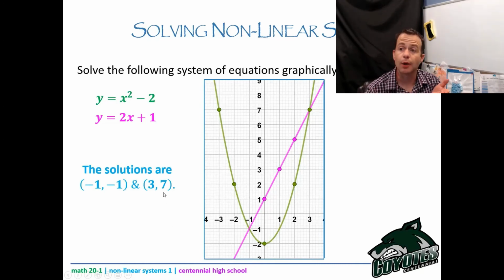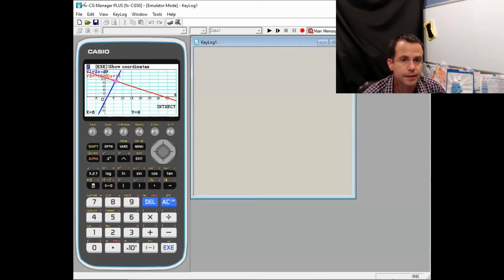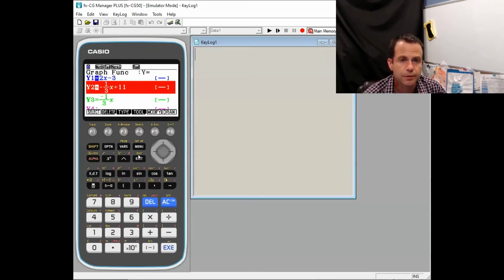Okay, now I want to walk you through doing this one on your graphing calculator as well. Same sort of thing. I just need to switch screens. So I'm going to just exit to get back to my y equals. The first guy was x squared minus 2. So x squared minus 2, and I hit execute. And then the second guy was 2x plus 1. So 2x plus 1, I hit execute and I draw.